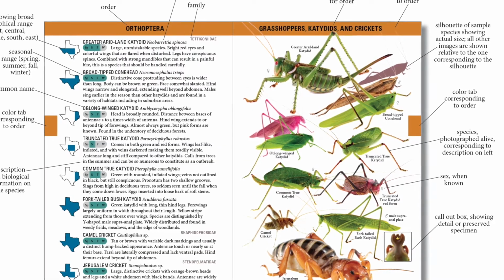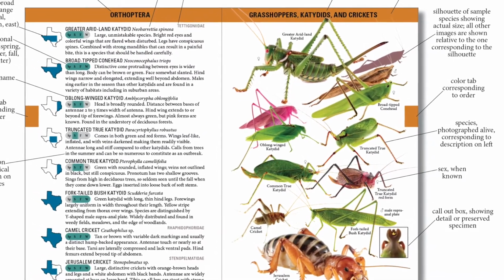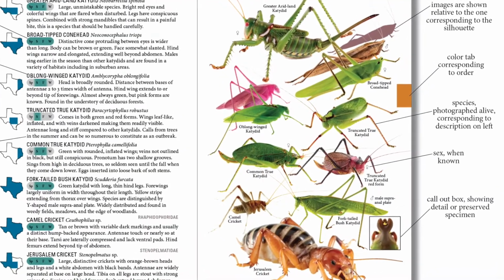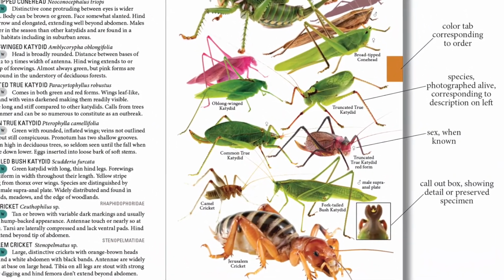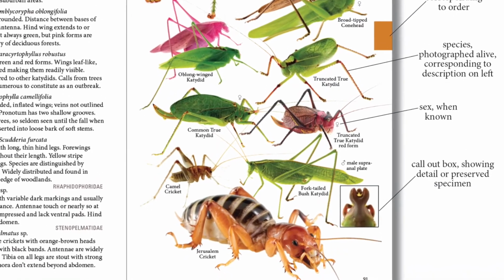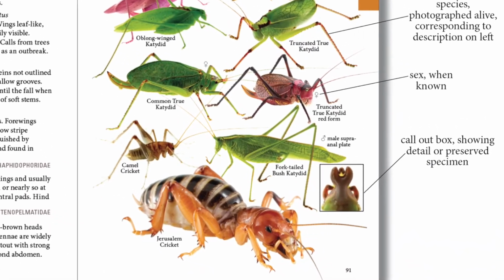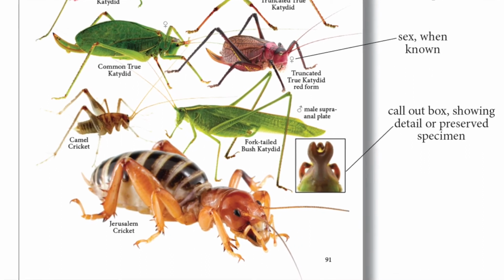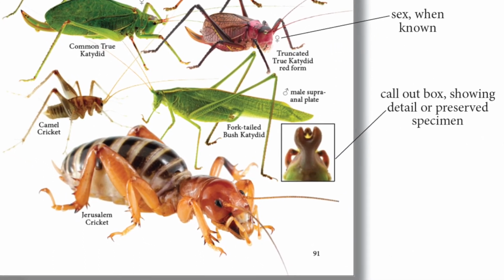And then the species account itself gives you some characters to help you figure out or confirm that that's what you've got, as well as some life history and natural history information about them. And if there was a character, like, for instance, the fork-tailed bush katydid has this Y-shaped supra-anal plate, and most people aren't going to know what that is. So we do have a call-out box where we zoom in on that character so you can see what we're talking about for that character to get to that species.